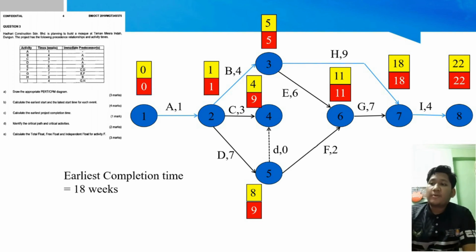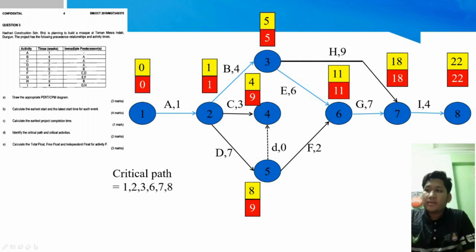First, we will go from event 1 to event 2, where the duration is 1. From event 2 to event 3, the duration is 4. From event 3 to event 7, the duration is 9. And from event 7 to event 8, the duration is 4. So we will add all the durations. 1 plus 4 plus 9 plus 4, we will get 18 weeks.